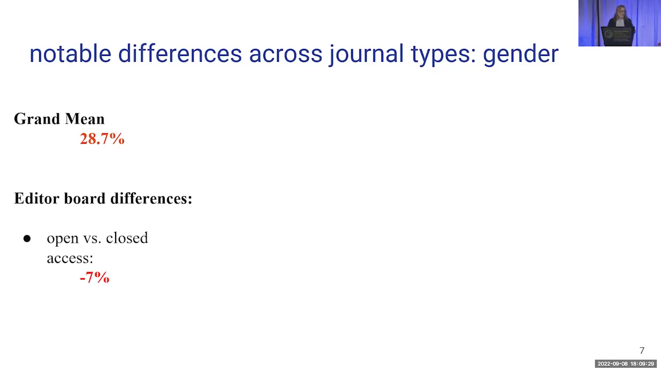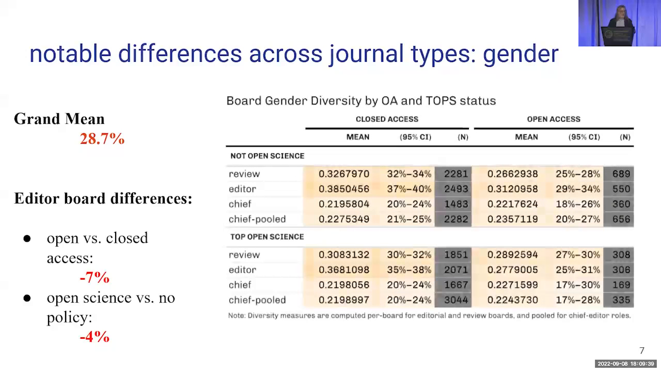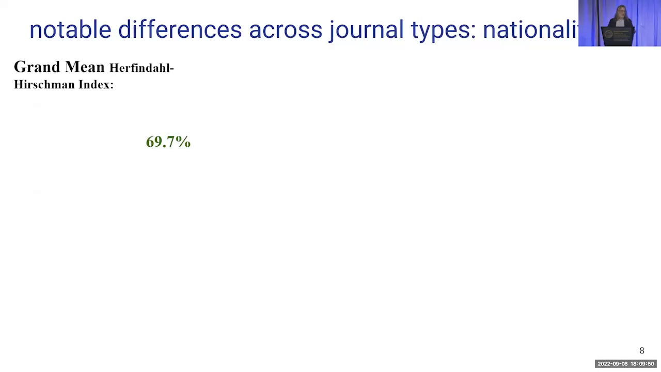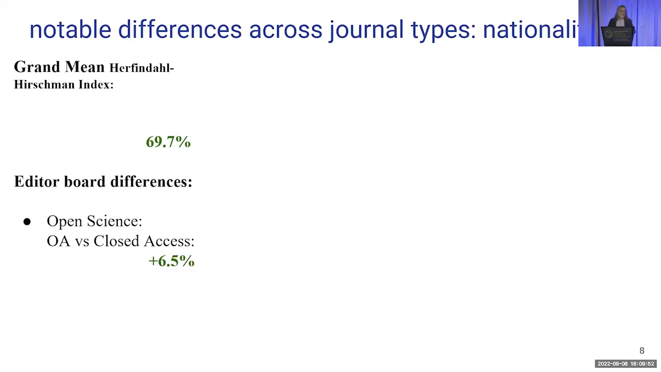So drilling in, there's a lot more in the paper, but we'll drill into a few more findings here. Again, the grand mean for gender was 28%. We see a difference of 7% for open versus closed journals, a difference of 4% for open science versus no open science. This is a full comparison table, which you can drill into in the paper itself.